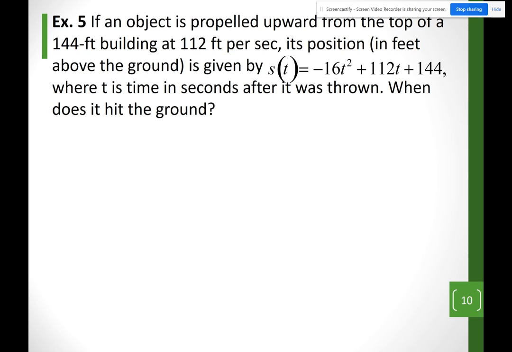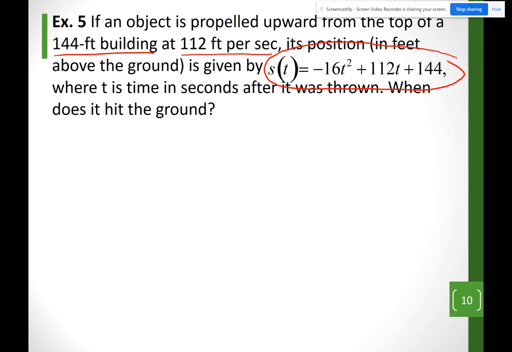All right, let's take a look at this type of question. If an object is propelled upward from the bottom of a 144 feet building at 112 feet per second, its position in feet above the ground is given by this formula.